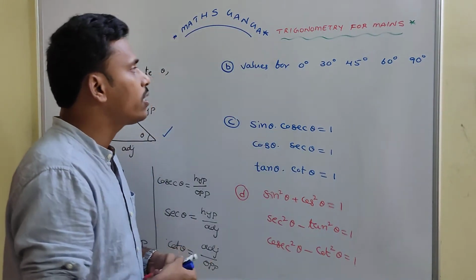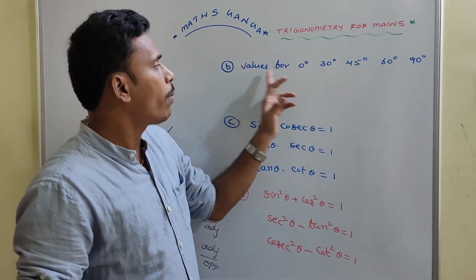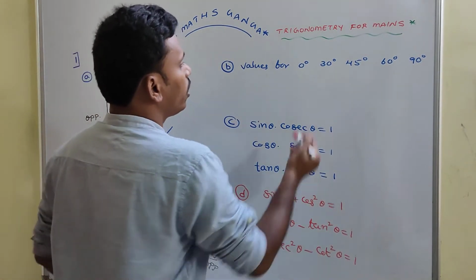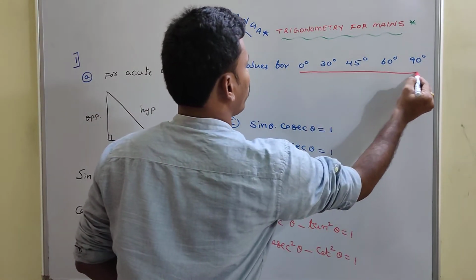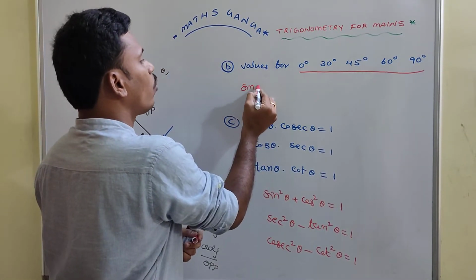And look there, the second one is memorizing, recalling the values of the trigonometric ratios for the very known basic angles, which are 0 degrees, 30 degrees, 45 degrees, 60 degrees and 90 degrees. I think you are all familiar. For sin theta, what are the values?